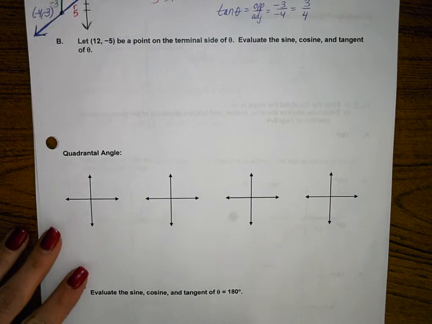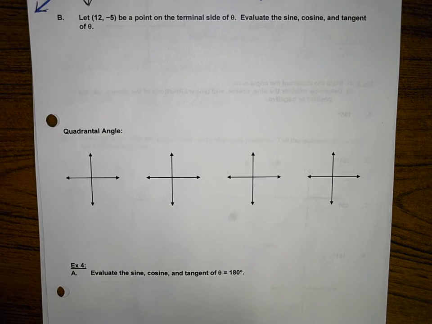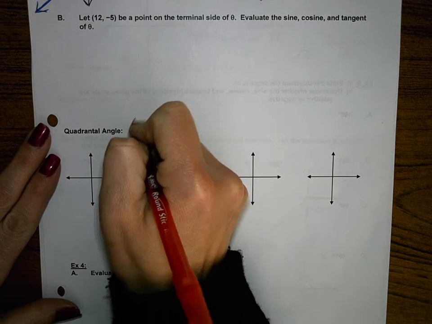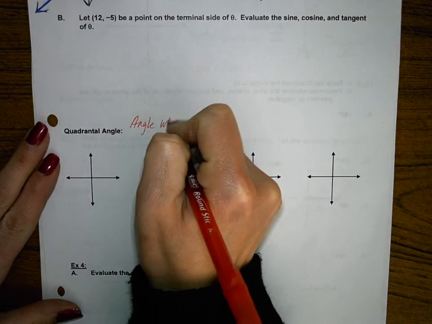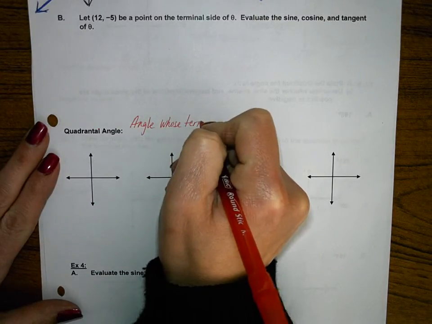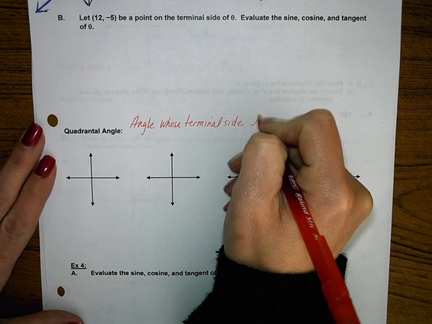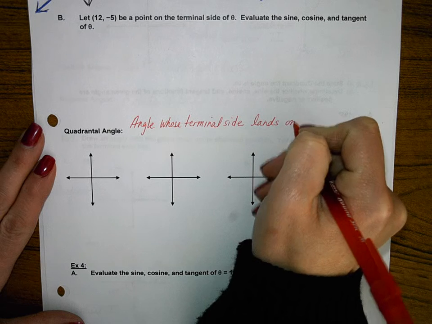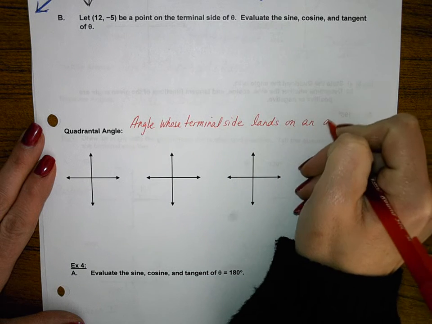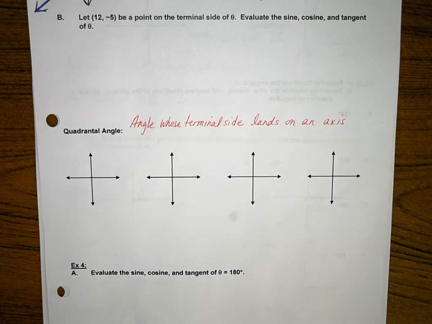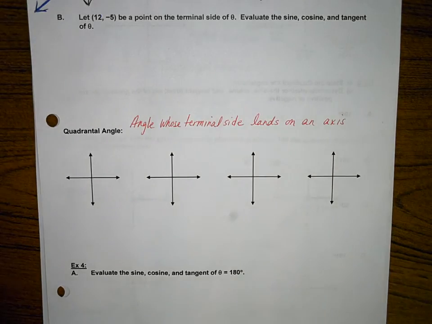Now, what we're going to start with today is looking at some very special angles. There are 4 special angles on our coordinate plane. We call those the quadrantal angles, okay? The quadrantal angles are an angle whose terminal side, whose ending side, lands on an axis. The ending side of our angle ends up on an axis.